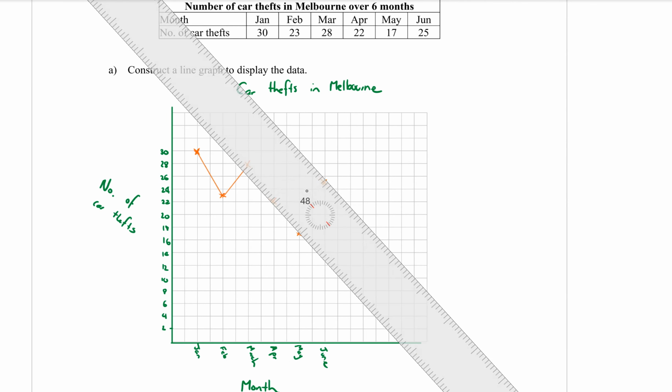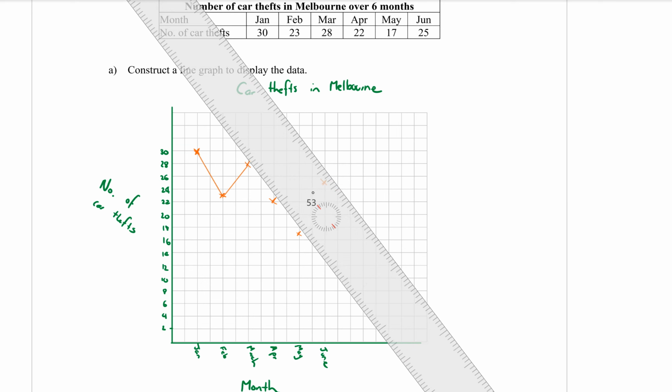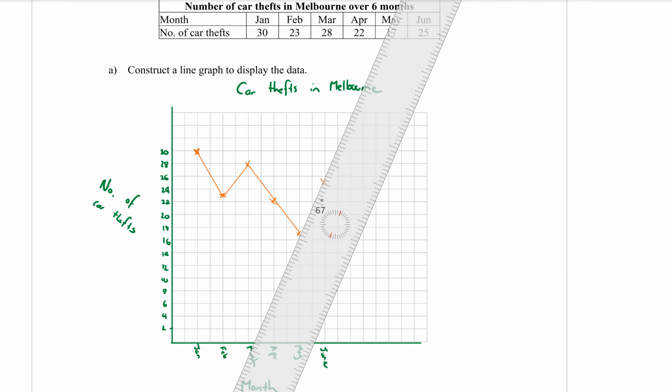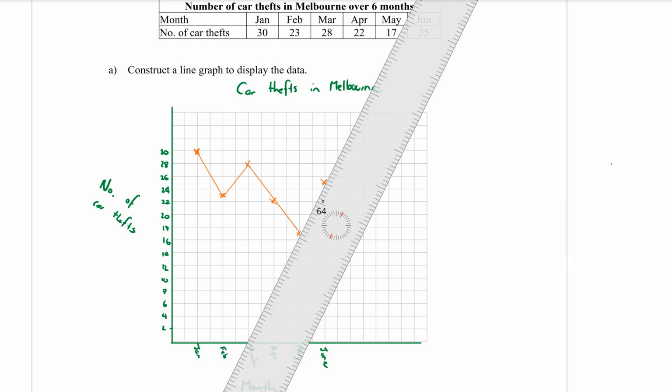It's always a good idea to draw graphs in pencil because you can erase mistakes. If you are doing a graph in a test and you have to liquid paper something out, all of a sudden you've lost your grid paper as well. It's a bit of a nightmare. So I strongly recommend that you draw your graphs in pencil.